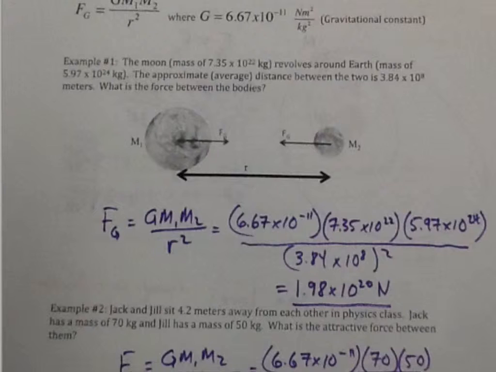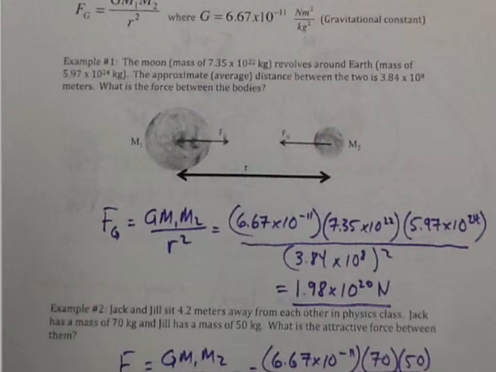Again, looking at the gravitational force between the two, G m1 m2 over r squared, we have G, 6.67 times 10 to the negative 11. We've got the two masses. The moon is 7.35 times 10 to the 22nd kilograms, Earth is 5.97 times 10 to the 24th kilograms, and then divided by their separation distance, 3.84 times 10 to the 8th meters, squared. When we solve for that, it comes out to be 1.98 times 10 to the 20th newtons.